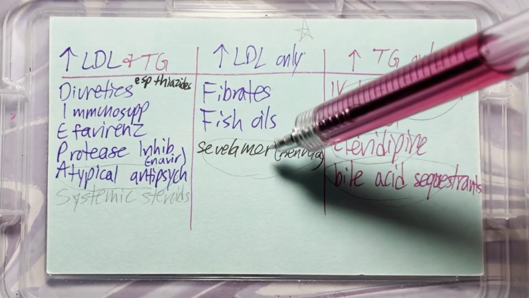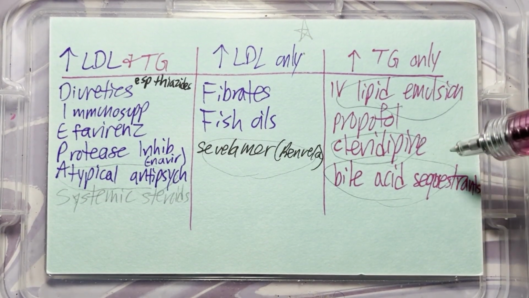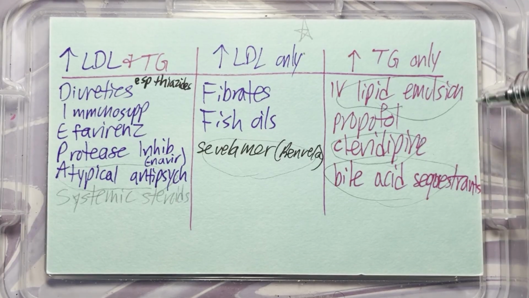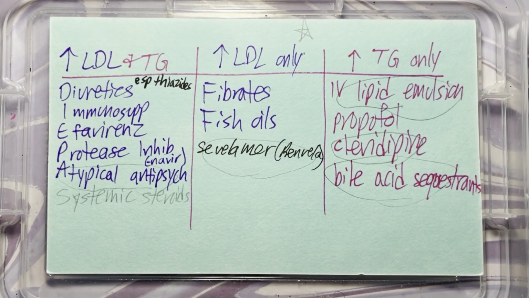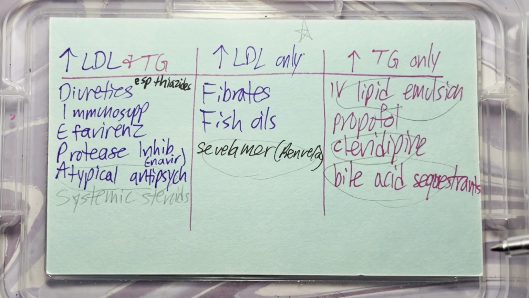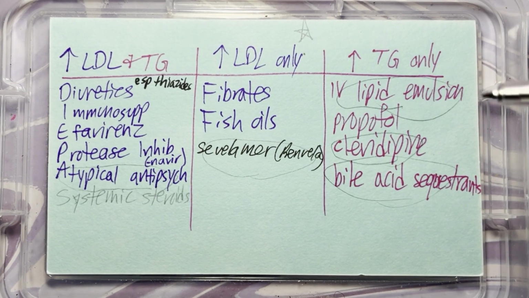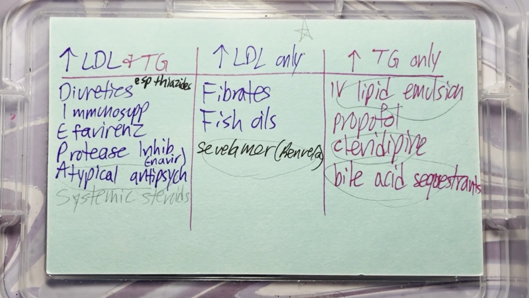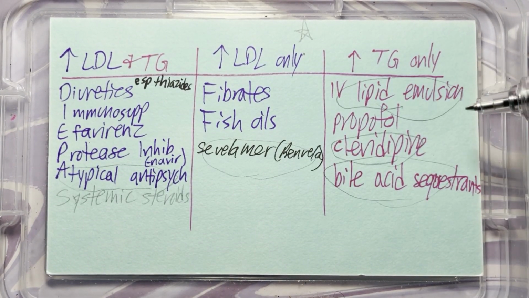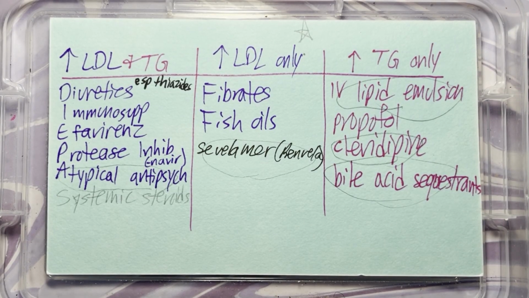Double F for LDL only. And then for triglycerides only, I feel like I heard this a lot, so it was easy for me to memorize. It's those kind of hidden cholesterol things or fat sources that you would think of with nutrition. So lipid emulsions, propofol, clobetasol, and bile acid sequestrants. Those are all going to be kind of hidden fat sources that raise your triglycerides.